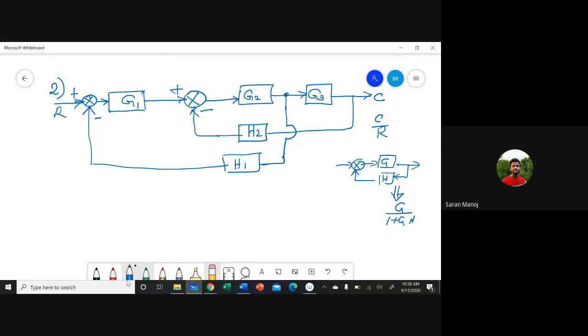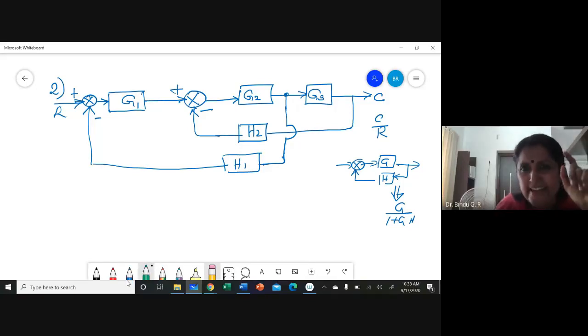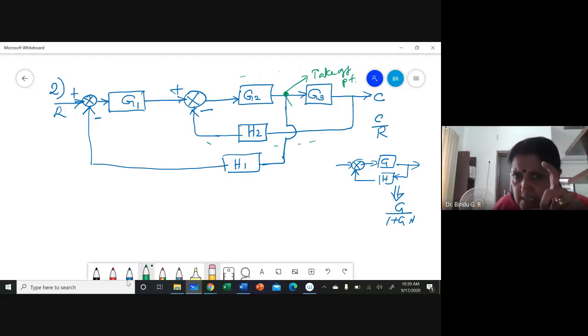പറ്റുന്ന പക്ഷേ രണ്ടും correct. I could have combined all these things, but for a takeoff point here. This is known as a takeoff point. That is an obstruction here, as Saran correctly said. If I can take this takeoff point to this point and connect it there, I'll get G2 into G3 as a single block, and then I'll get H2 in the feedback path.